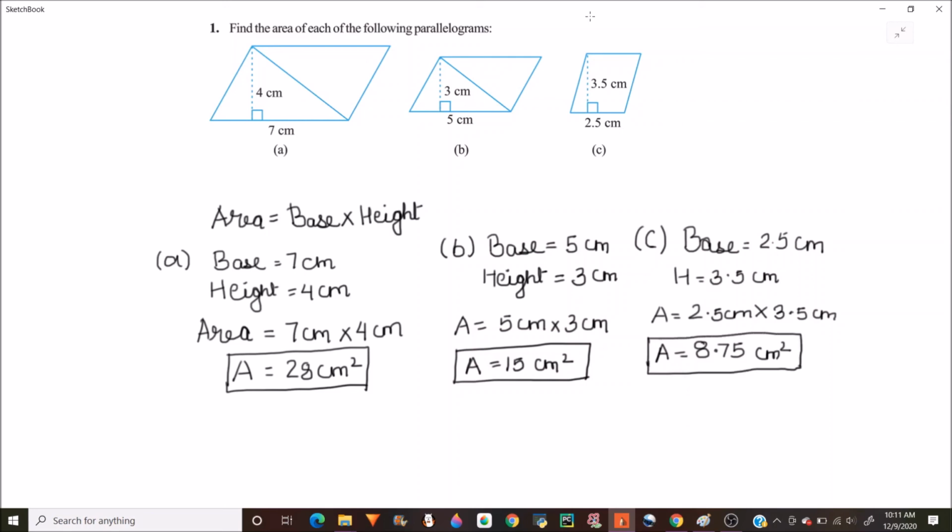So by using the formula area is equal to base times height, you can find the area of any parallelogram. But you need to take care that the height of the parallelogram is not its breadth, it's the perpendicular which is dropped from the vertex to the base of the parallelogram.